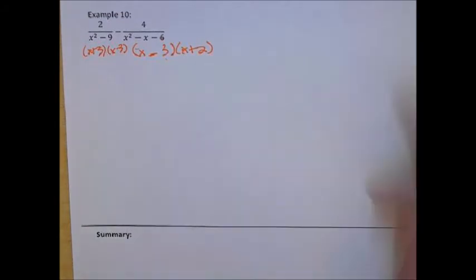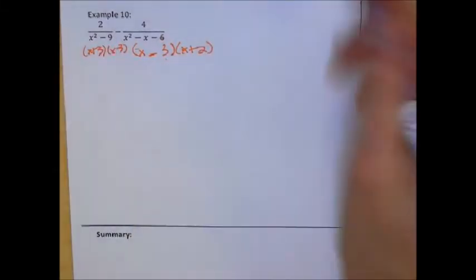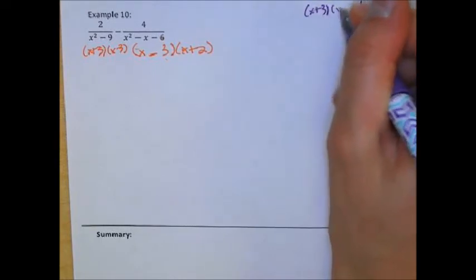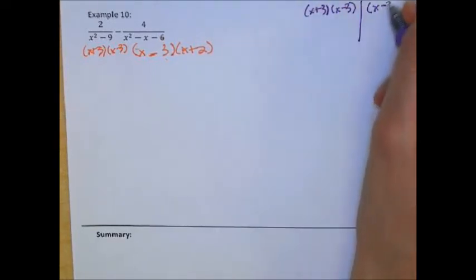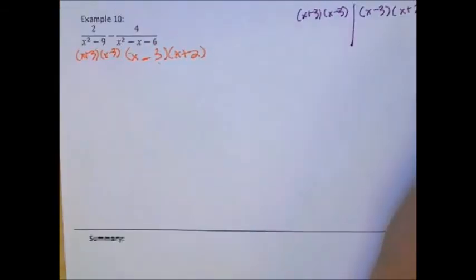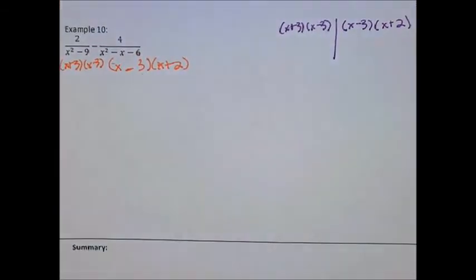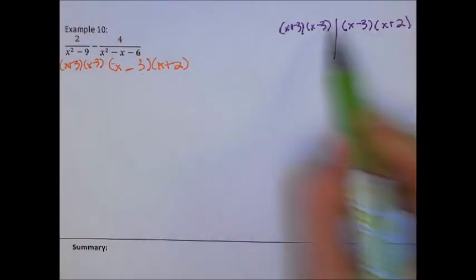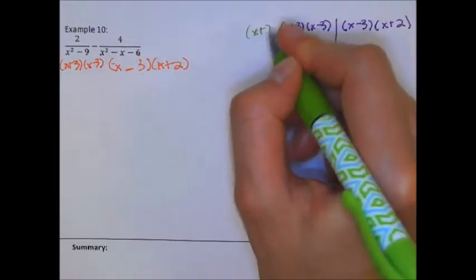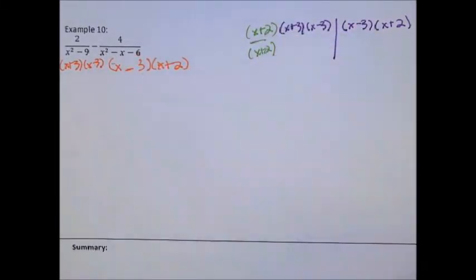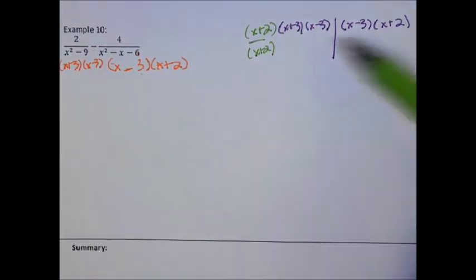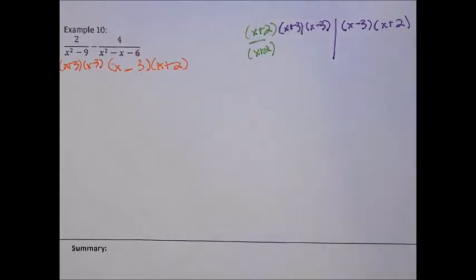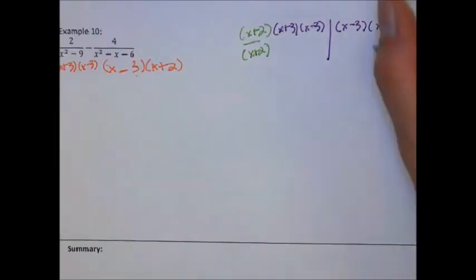All right, let's look at our denominators. This fraction, that's my denominator. My other fraction, that's my denominator. So my first fraction, I have an x plus 3, I have an x minus 3, but I don't have an x plus 2. So that's what I'm going to have to multiply by. For my second fraction, I have an x minus 3, an x plus 2, but I don't have an x plus 3. So we're going to multiply by x plus 3.